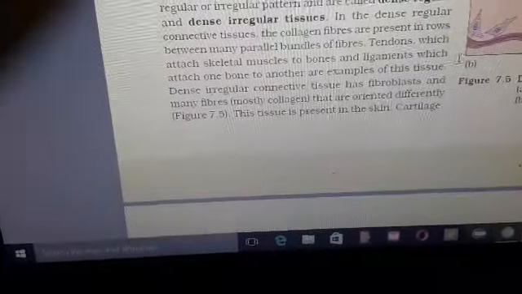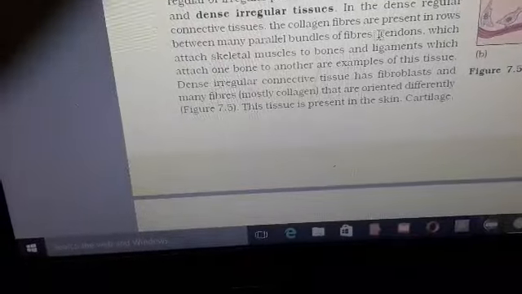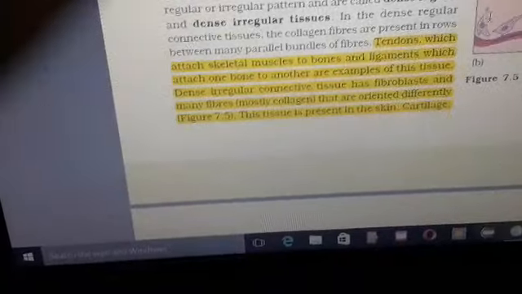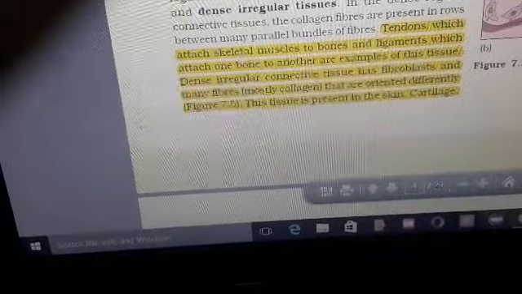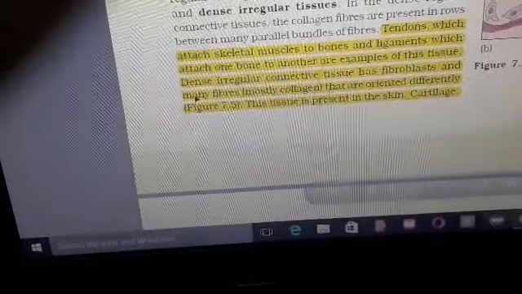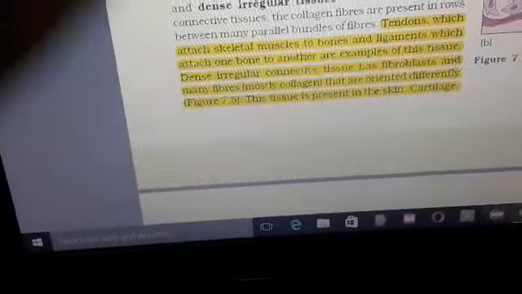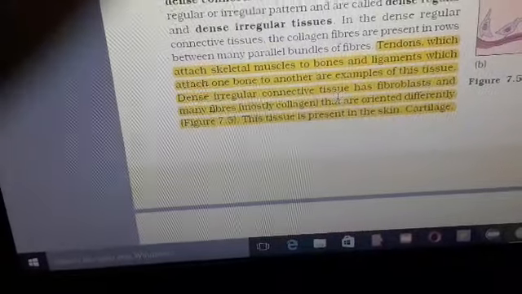This was a question in one of the board exams, and this is one of the most important questions from this connective tissue. Okay, this tissue is present. Dense irregular connective tissue has fibroblasts and many fibers, mostly collagen, that are oriented differently. This tissue is present in skin. Now comes the cartilage.